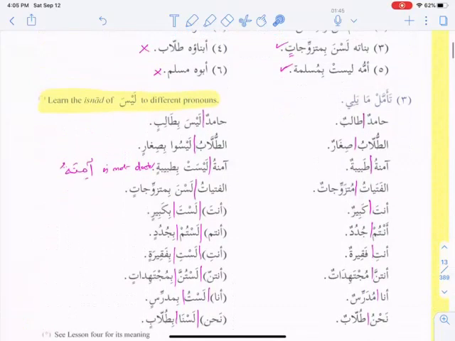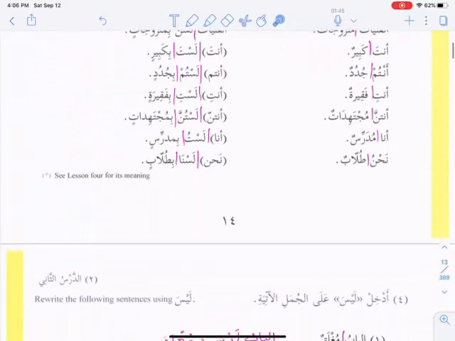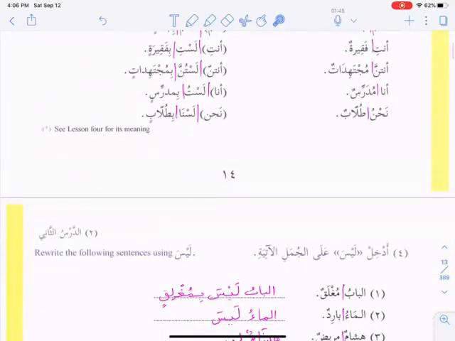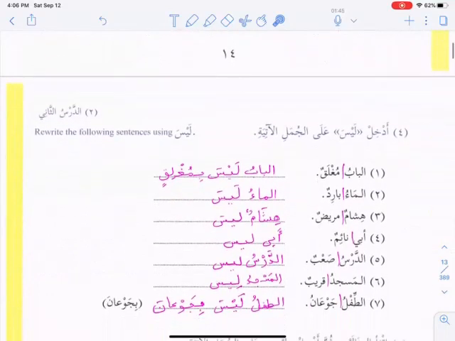Don't try to analyze Laisa if you don't want to. Just try to see if you can translate properly, inshallah. And if need be, I'll repeat it. Now we come here. Adkhil Laisa al jumlati atiyati. Okay. Enter Laisa here.